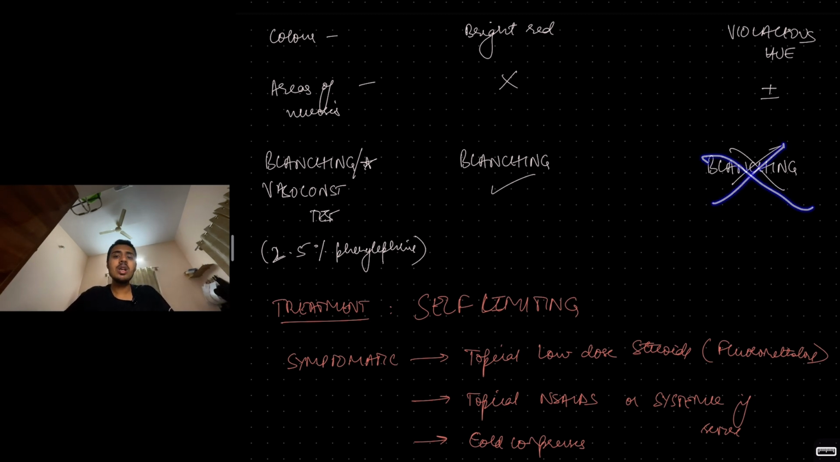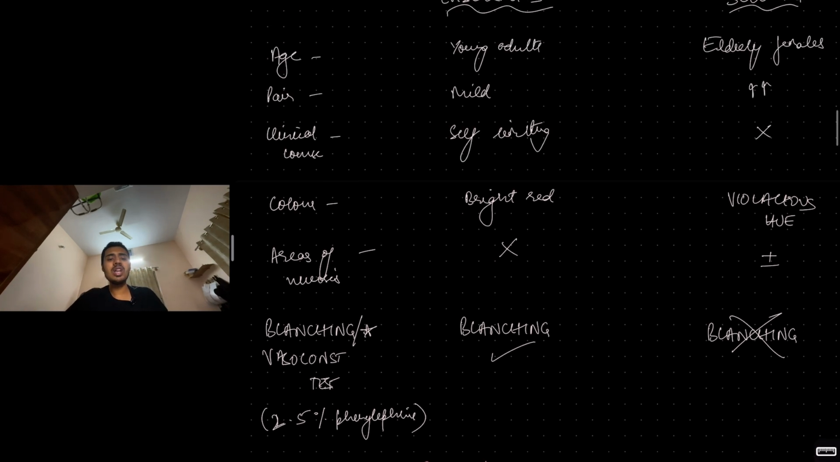This is how they differentiate in the OPD between scleritis and episcleritis. They'll add 2.5% phenylephrine eye drops. If it disappears, episcleritis. So anyways, it is self-limiting. So simple treatment. Whereas if it does not disappear, it could be something more serious like scleritis. So how will you differentiate? Age, color, pain, the areas of necrosis, vasoconstrictor test, and the clinical course.